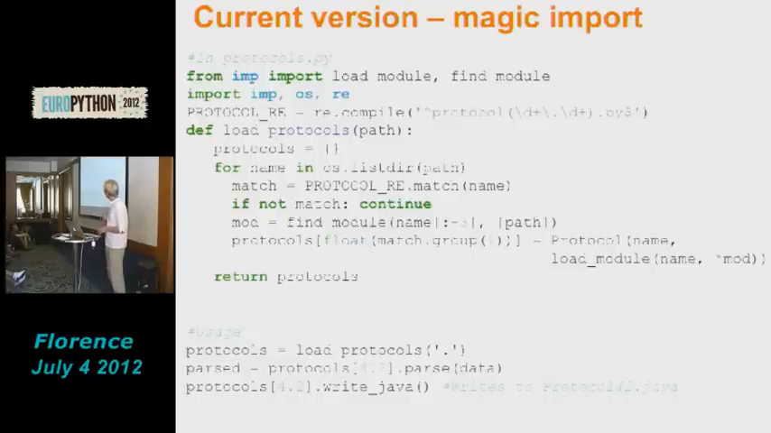So this is what it looks like. It takes a path, and it has this regular expression. Regular expressions are nice, right? We like them. And then it just lists everything on that path, checks if it looks like a protocol. If it does, it will use find module, using the file name and stripping the extension from that path.